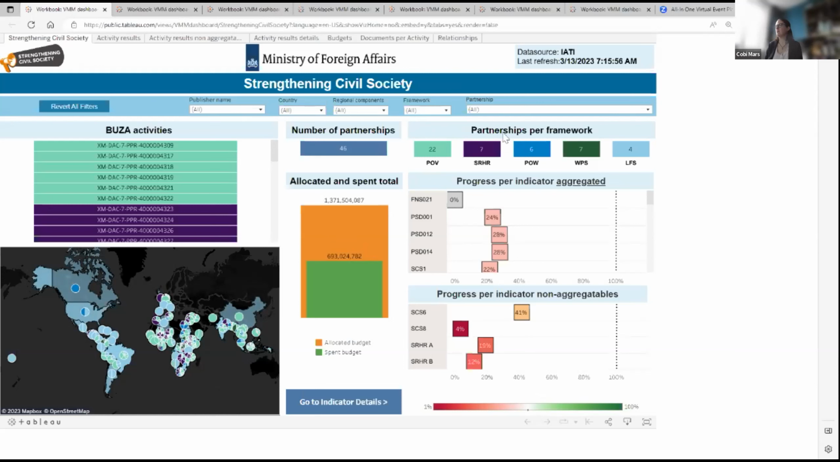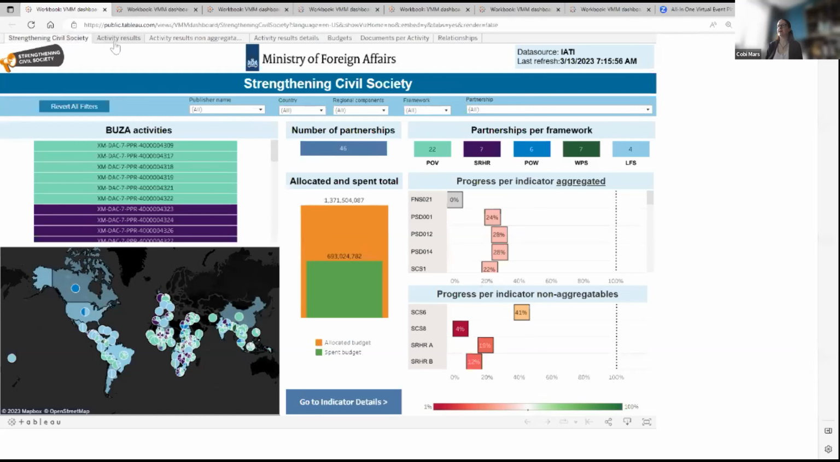And you see partnerships per framework. Actually, it's one policy framework, but below there are different grant instruments. So this is giving some information. And we have all kinds of nice filters for different policy officers and partners and interested public. They can select which data they want to see.